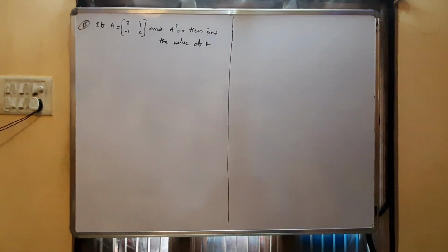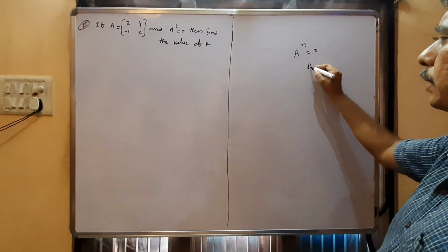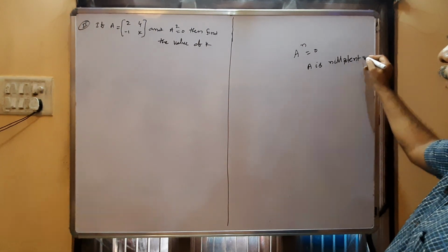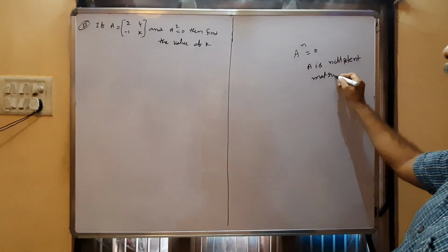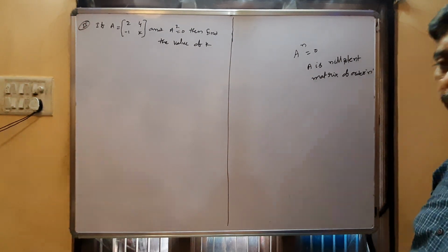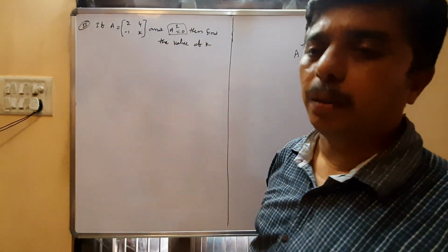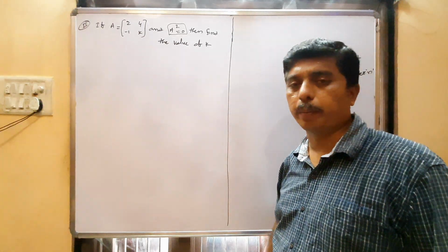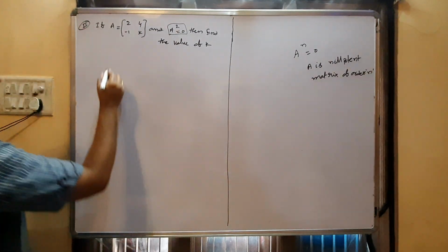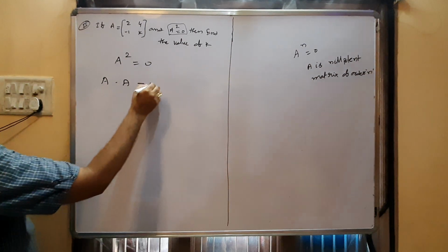Yes, we discussed yesterday. A power n is 0 means A is called a nilpotent matrix of order n. Here A square is given as the 0 matrix, the null matrix. That means A is a nilpotent matrix of order 2. Then you have to find the value of K. Now A square value 0 is given, that means A into A is 0.